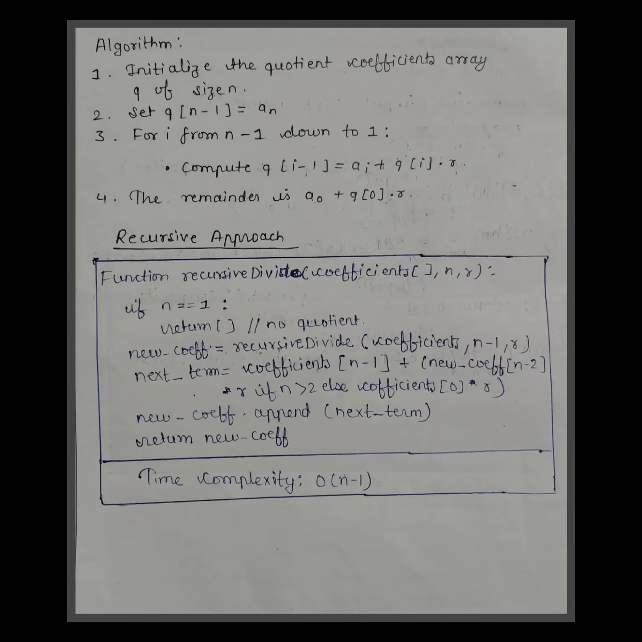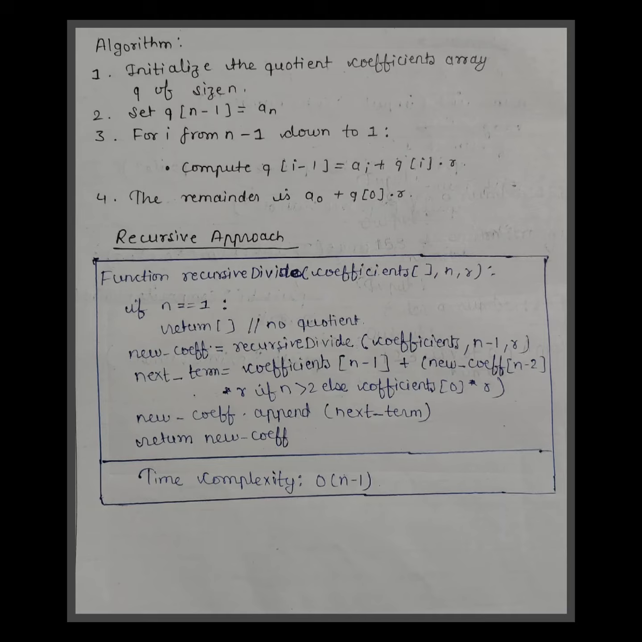Now for the recursive approach, given the algorithm, initialize the quotient coefficients array q to size n. Set q_(n-1) equals a_n. Third, for i from n minus 1 down to 1, compute q_(i-1) equals a_i plus q_i times r. Fourth, the remainder is a_0 plus q_0 times r.